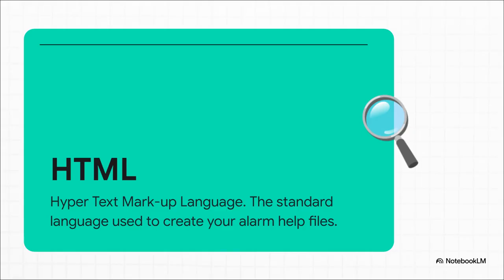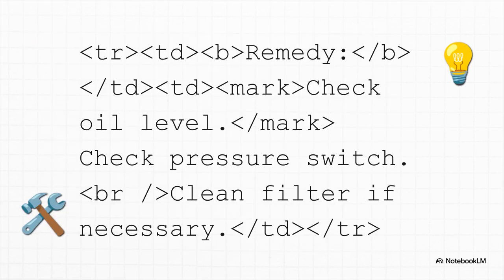The system uses something called HTML to make this happen. Now, don't panic. You do not need to be some web design guru. It's really just a simple way to format text with little tags, kind of like using bold or italics in a document. So for example, you can use these little tags to build out a super detailed remedy guide. That TR tag just means start a new row in a table, and the TD tags hold the actual info, like the word remedy and then the step-by-step instructions. This is a game changer for your maintenance team.